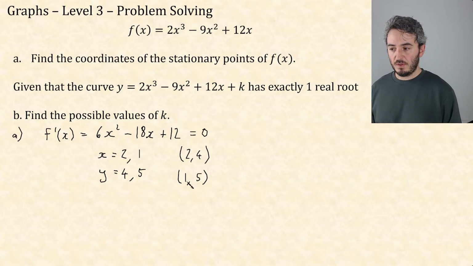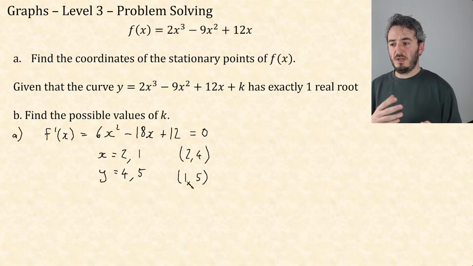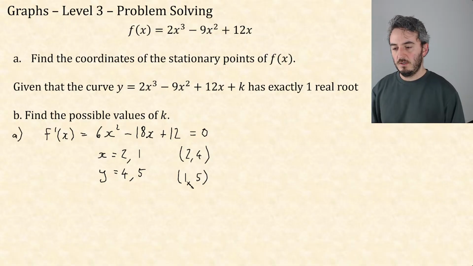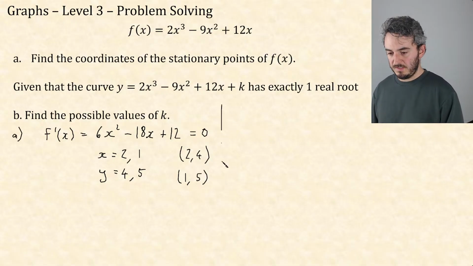Now they're saying, given that the curve y equals 2x cubed minus 9x squared plus 12x plus k has exactly one real root, find the possible values of k. Maybe your mind is going towards discriminants because exactly one real root sounds a bit like discriminants, but we definitely can't do that because this is a cubic and discriminants are only defined for quadratics. You basically got to sketch this and figure it out by looking at it.